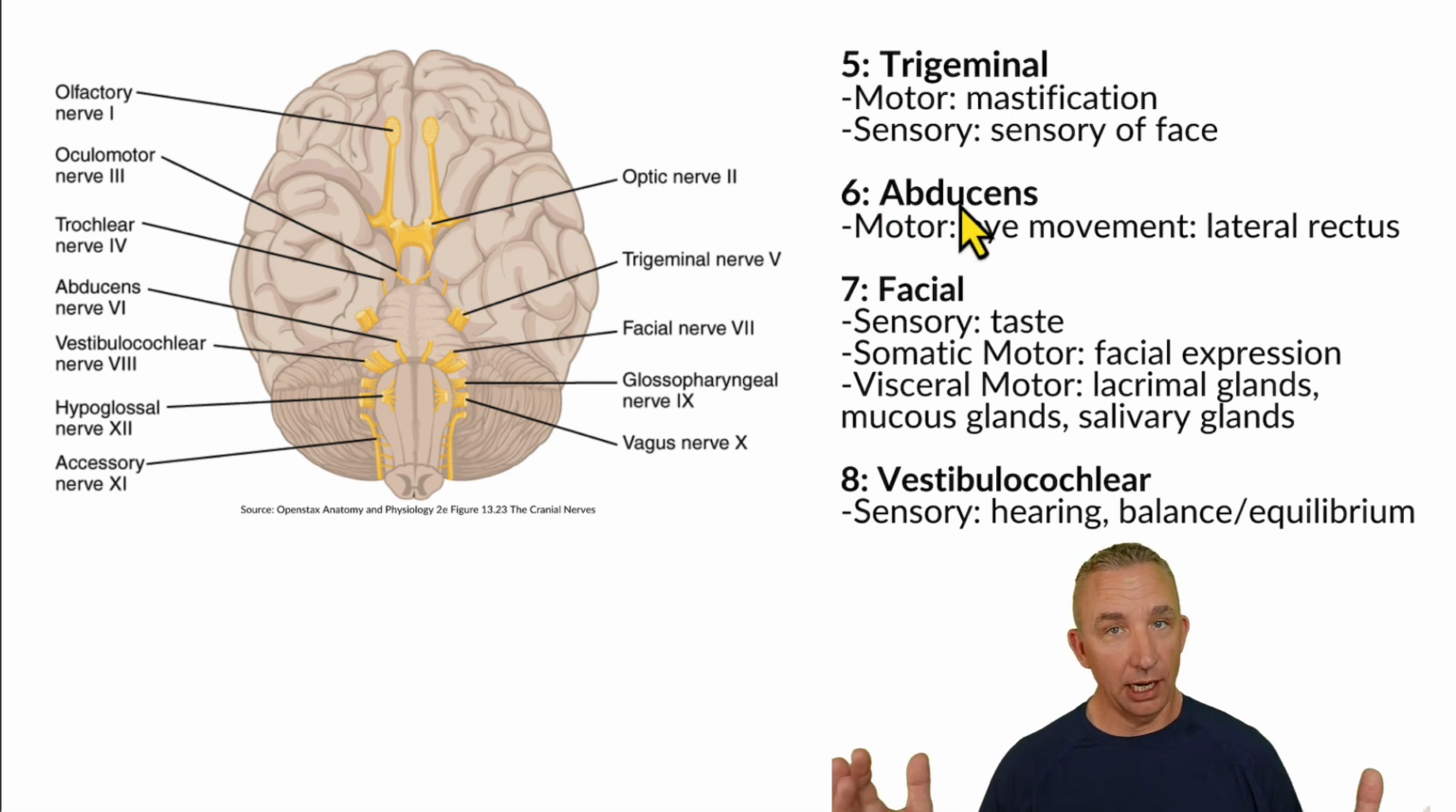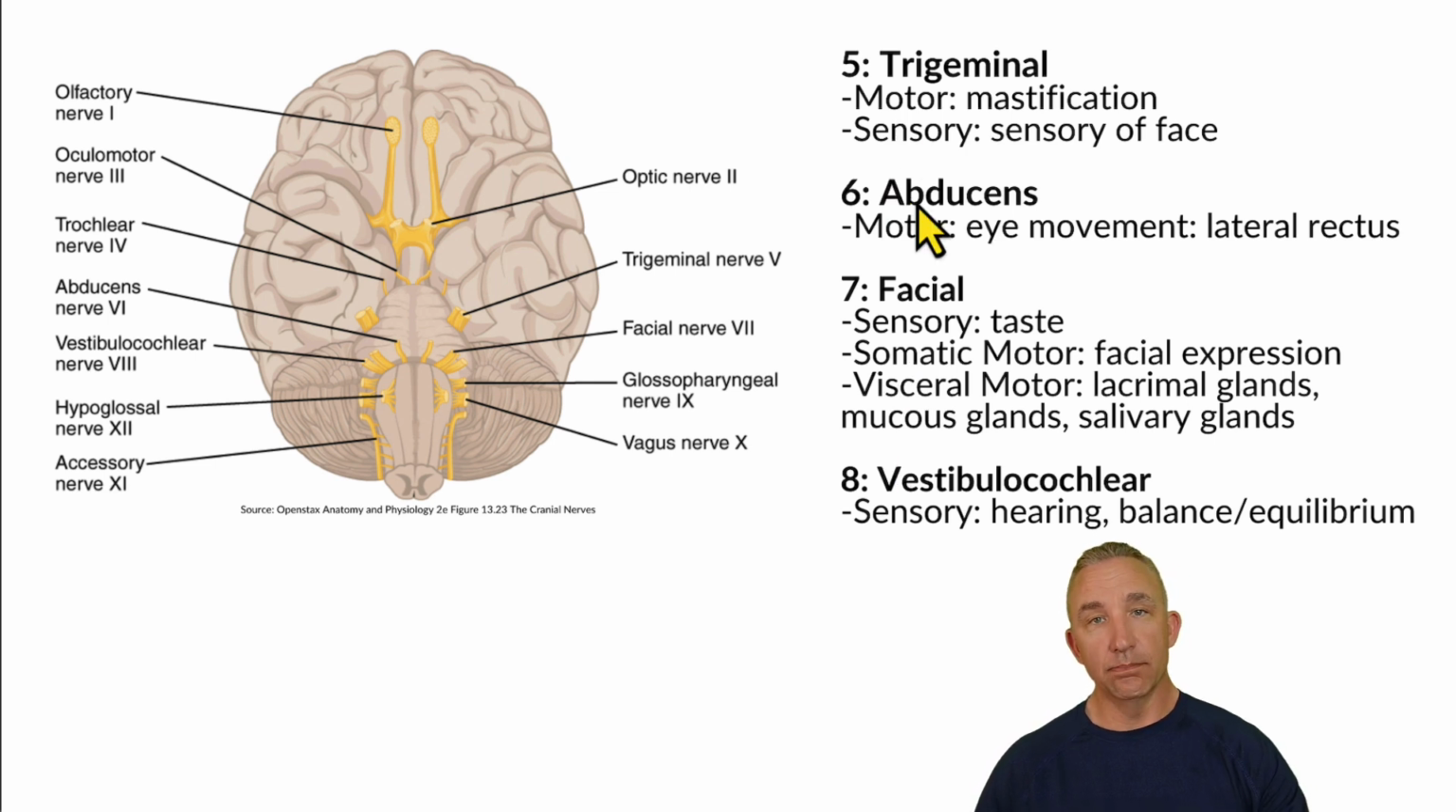Abducens, abduct, to take away. We're back to eye movement. So it only does motor because we said BMBS. Motor, to use our lateral rectus to look away. So lateral rectus. Remember I said eye movement is 3, 4, and 6. So oculomotor, trochlear, abducens.